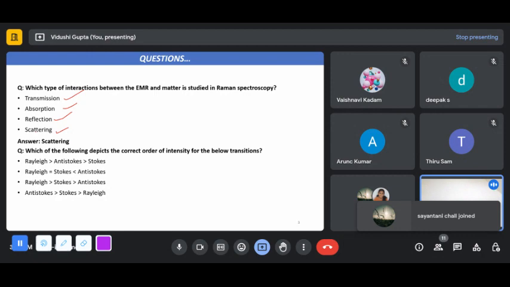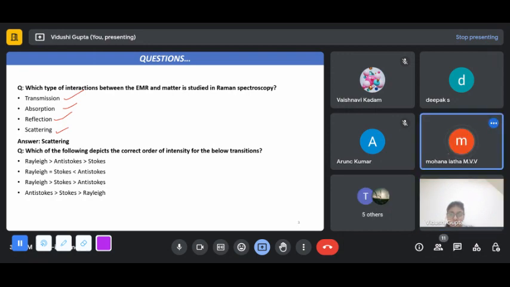Now, which of the following depicts the correct order of intensity for the below transitions? Rayleigh, anti-Stokes, Stokes. Out of these, what will be the correct order of intensity? Which will have high intensity? Rayleigh, anti-Stokes, or Stokes? Third one. Rayleigh. Yeah, it will be the third one.